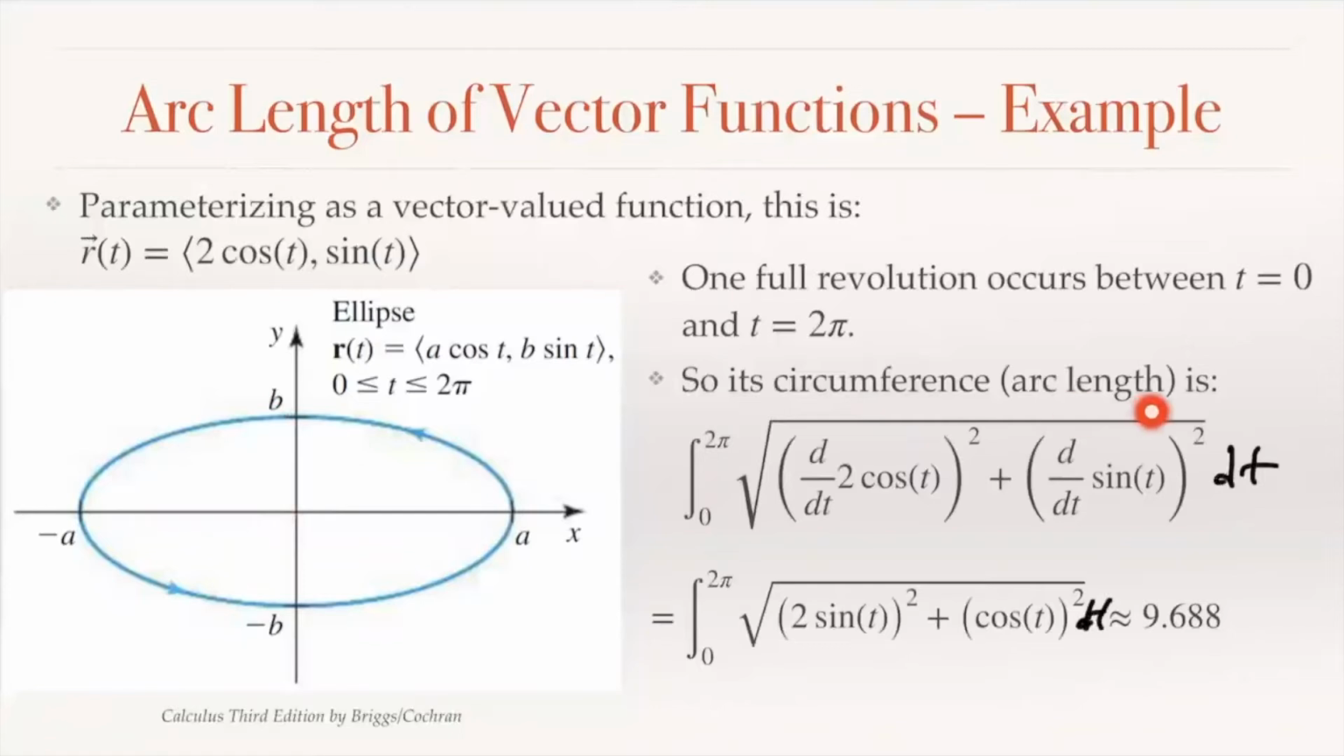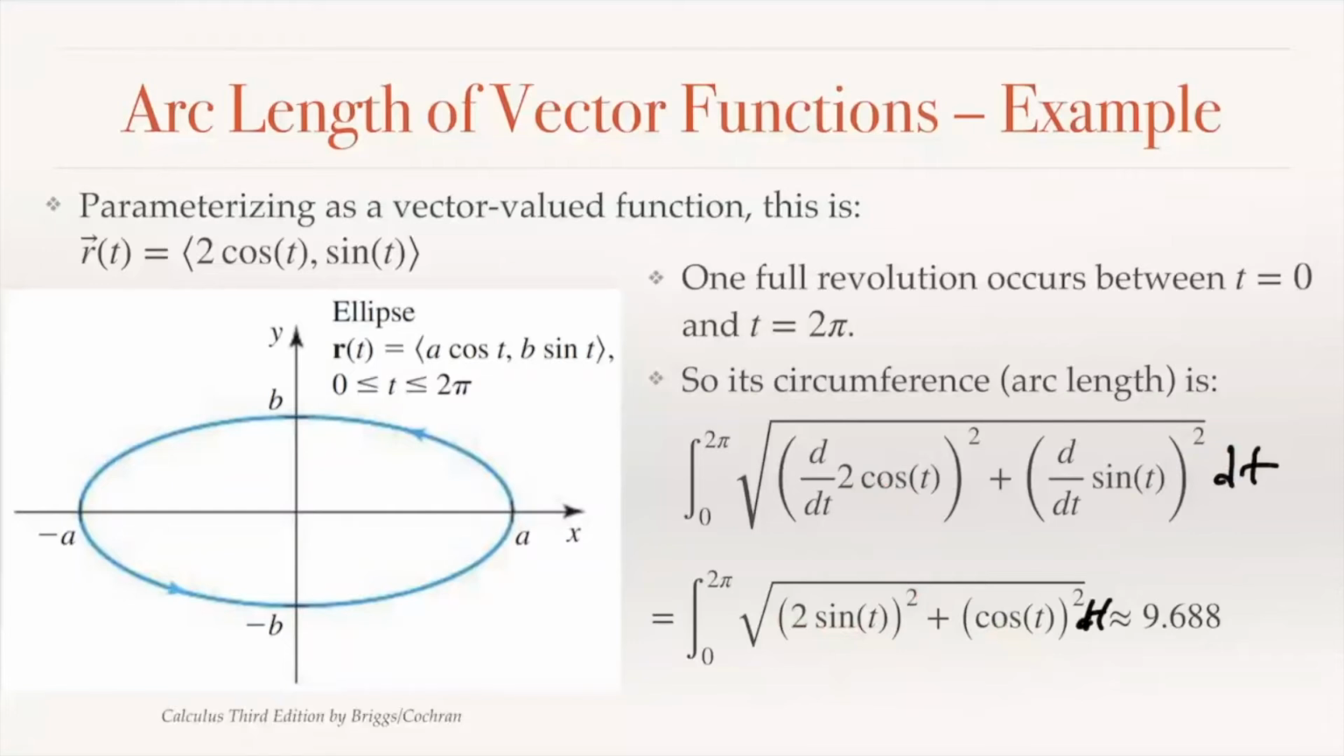The circumference arc length is therefore the integral from 0 to 2 pi of the square root of the sum of the squares of the derivatives of those components up here. So d dt of 2 cosine t, squared, plus d dt of sine t, squared. The derivative of cosine is negative sine, but the negative sign goes away under the square. And similarly, the derivative of sine is cosine.